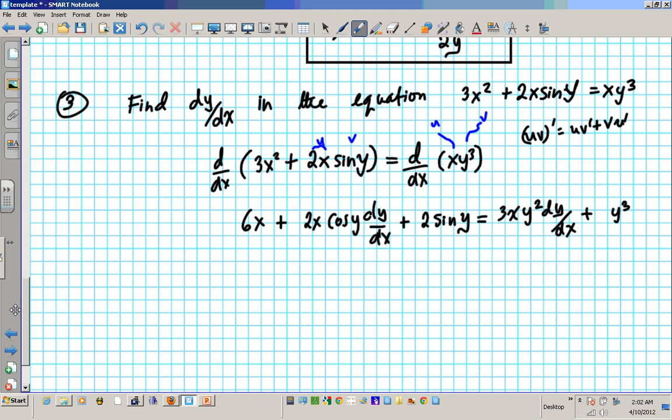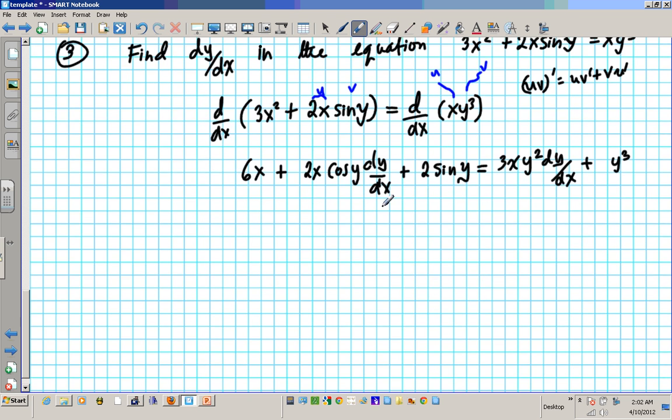Okay, so we're just going to collect the dy/dx's together, put everything else on the other side, and then we'll isolate dy/dx. Alright, so I'm going to have 2x cosine y dy/dx, and then I'm going to subtract this to the other side, minus 3xy squared dy/dx, equals y to the third. Now this one has to be subtracted from both sides, minus 6x, and then the 2 sine y likewise, so minus 2 sine y.